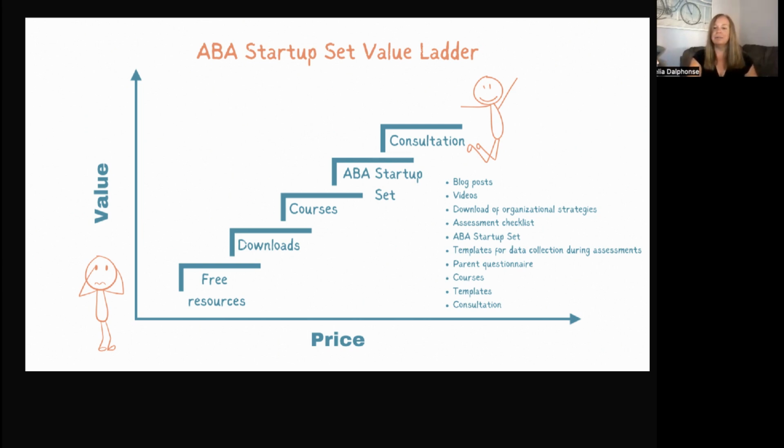You might include templates for data collection during the assessments, a parent questionnaire. You might have some courses on how to do different parts of the framework. And you might include other templates for, like, treatment plans. And you can also include consultation with the BCBA to be able to help them implement this framework.